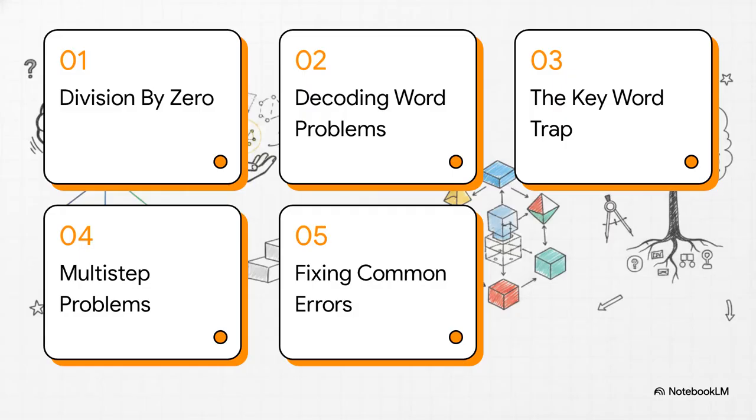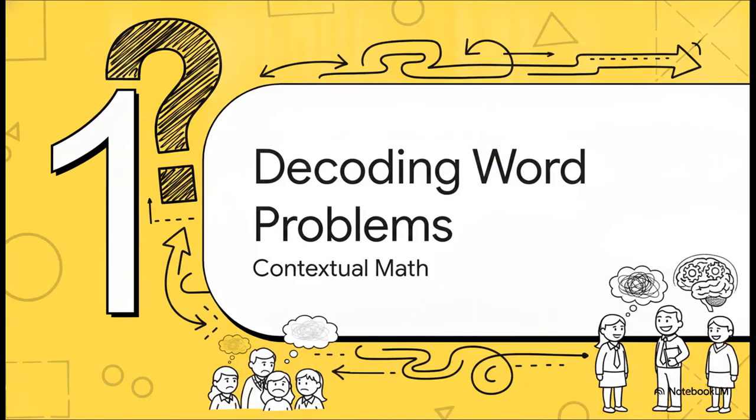So now that we've used meaning to bust that old arbitrary rule of 0, here's our roadmap for the rest of this explainer. We just covered the division by 0 mystery, and next we'll look at decoding contextual word problems, avoiding the dreaded keyword trap, mastering multi-step problems, and finally fixing common student errors. All right, let's move right into section 1, decoding contextual word problems.